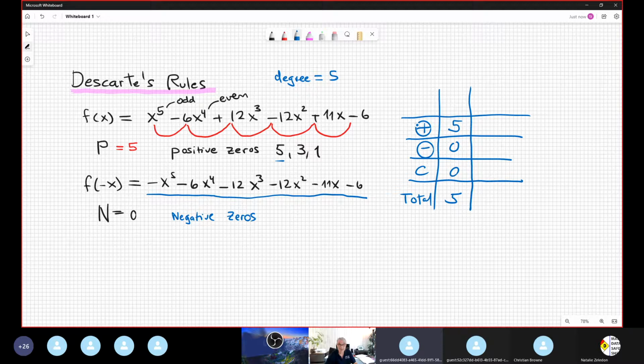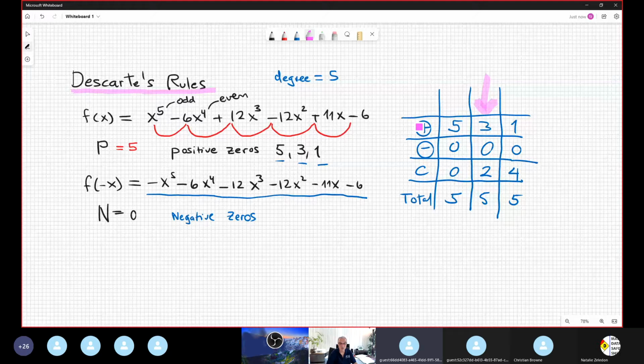Another possibility is we have 3 positive zeros, of course no negative zeros, real of course, and the complex, maybe you have 2. Remember, the complex come in even numbers, in couples. The total is 5. And the last possibility is 1 positive, 0 negative, and 4 complex. The total is always 5. Now we investigate which possibility is true.